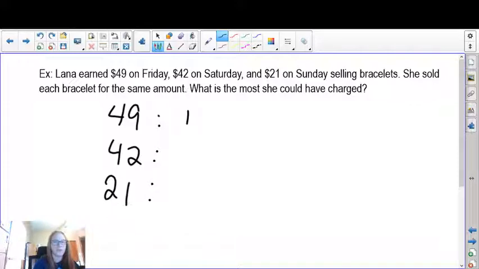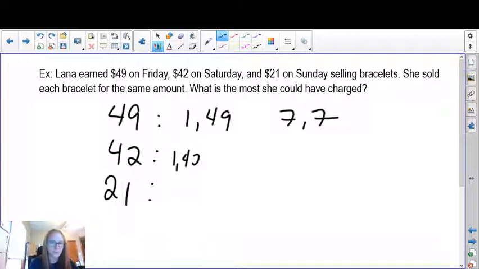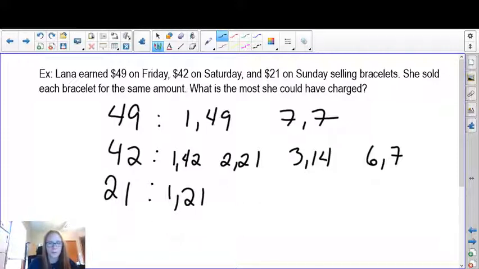So 49, you got 1 and 49. 2, no, 3, no, 4, no, 5, no, 6, no, 7. 7 goes in. So those are the only factors of 49. Oh, 42's kind of got a lot. We have 1 and 42, 2 and 21, 3 and 14, 4, no, 5, no, 6, and 7. 21 is 1 and 21, 3 and 7, 4, 5, 6.